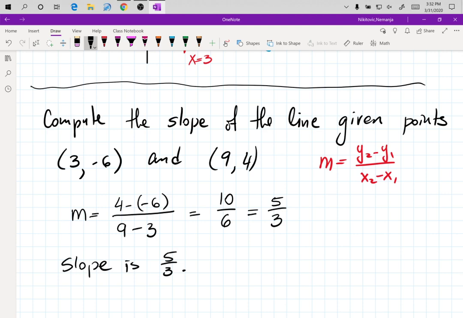When we reduce down the fraction, we cancel by 2, because both numbers are even, and you will get this.